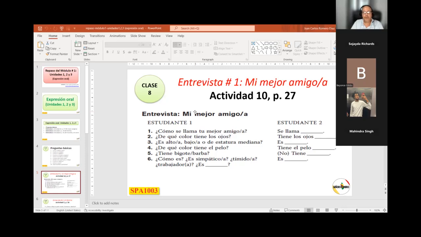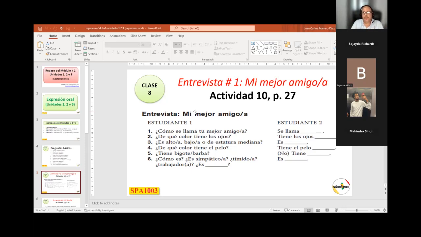Number 4. ¿De qué color tiene el pelo? What's the color of the hair of your best friend? So, ¿tiene el pelo negro? ¿Tiene el pelo rojo? ¿Tiene bigote? Your best friend has a mustache. ¿Tiene barba? Your best friend has a beard. And you say, ¿tiene or no tiene? Has or doesn't have. ¿Cómo es? So, describe your best friend. Es alto, tímido, shy, inteligente y cómico.